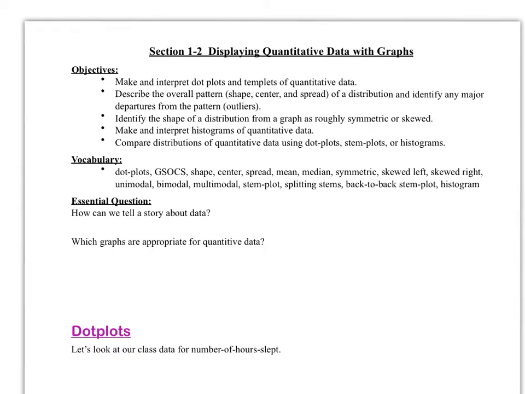All right, our first question is which graphs are appropriate for quantitative data? We remember that for categorical data, we're only going to use bar graphs and circle graphs or pie charts. For quantitative or numerical data, we're going to be able to use 4 different types of graphs. The first one is called a dot plot. The next one is called a stem plot, sometimes called a stem and leaf plot. Then we have the one that we're probably going to use most of all, which is called the histogram, and the box plot, which we will also be using a lot. Some of you may have seen some of these graphs before.